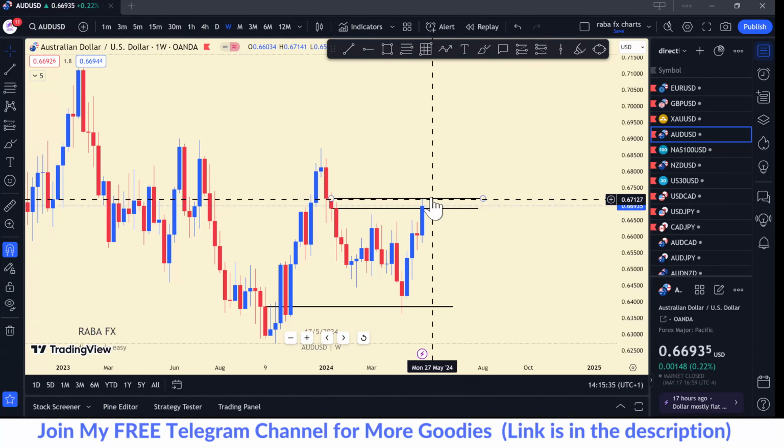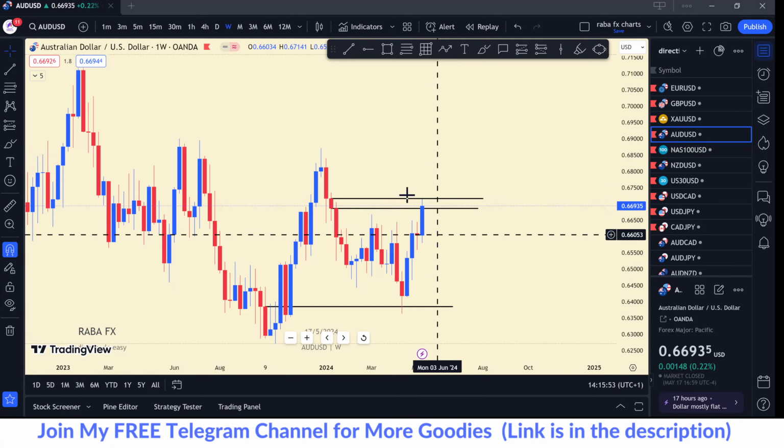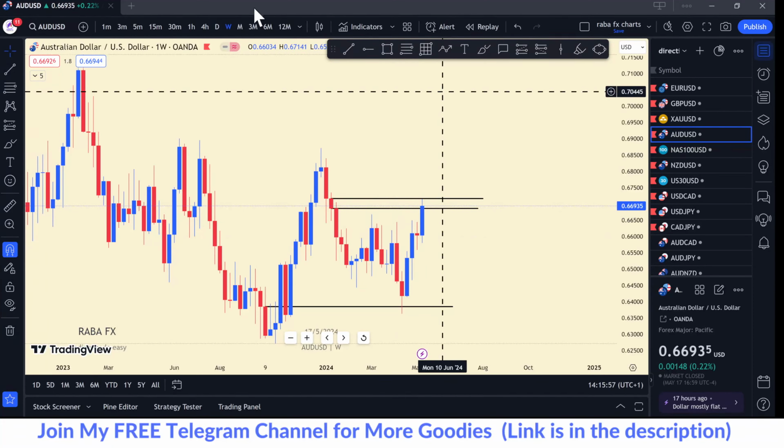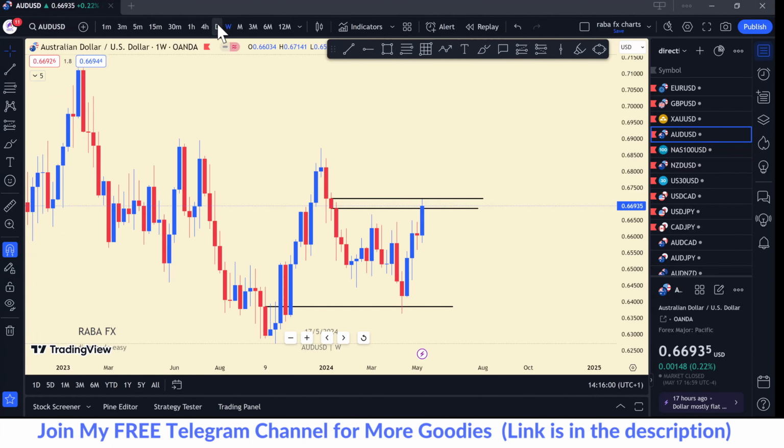All right, and we have not touched this. So before we can get any form of retracement, price needs to tap into this 0.67175 region. All right, why? This is the obstacle. Okay, so we might expect price to push into here, and then from there we can get a reaction. So for me, the weekly is still bullish.